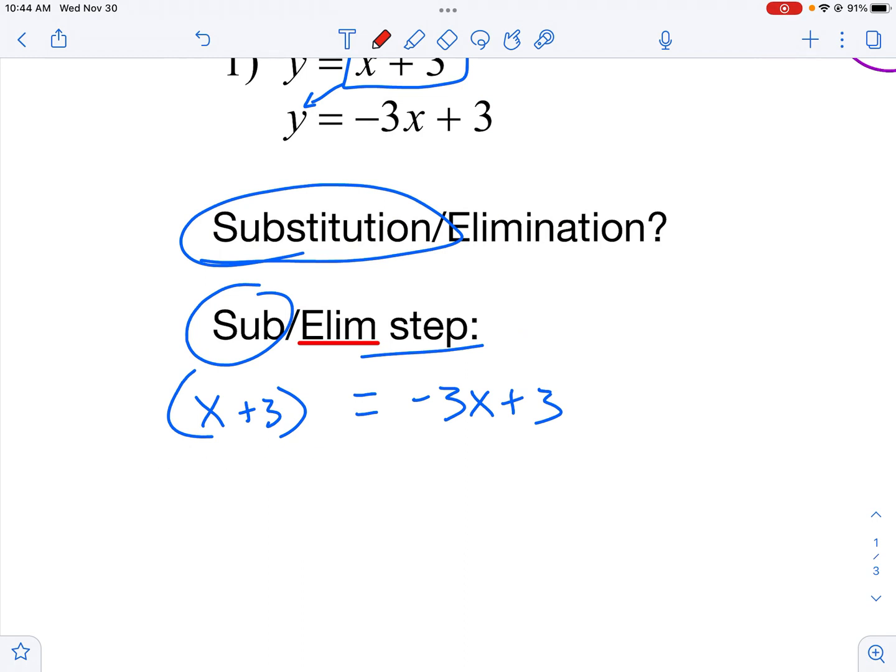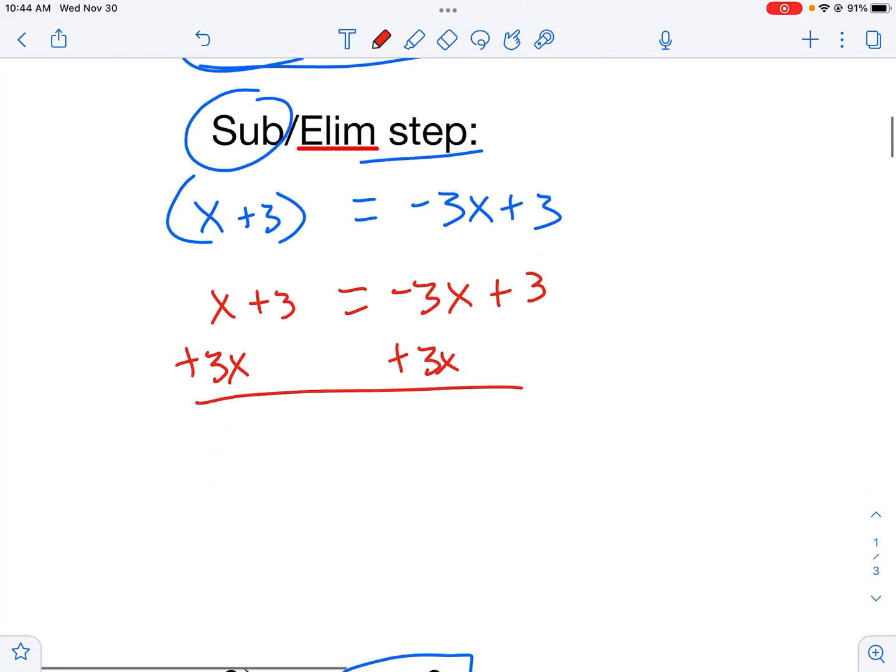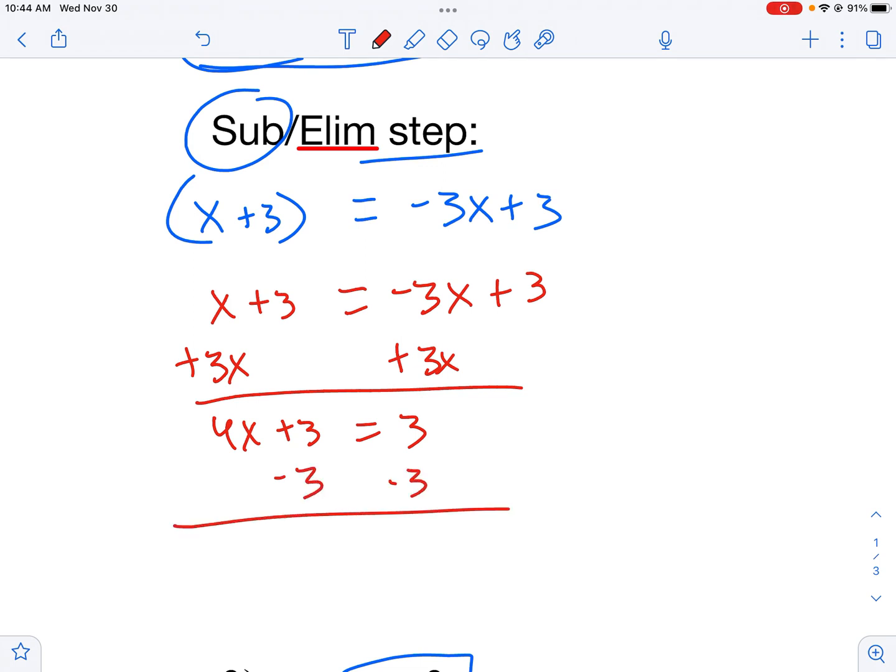These parentheses here don't do anything. There's no number in front, or the number in front's 1, so it gets rid of my parentheses. And now I'm going to finish solving. To finish solving, you want to get your x's together. So I'm going to add 3x to get it out of the right side and onto the left. Now I got 4x plus 3 equals 3. And now I can subtract 3, subtract 3. Now I got 4x equals 0. And from here, I still need to finish solving for x. So I got x is 0. So I'm going to divide by 4.